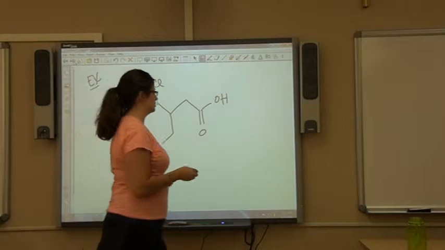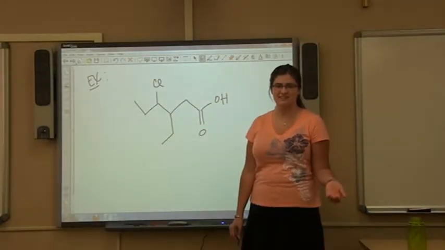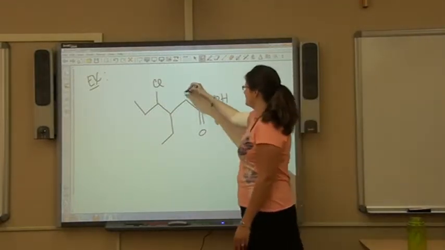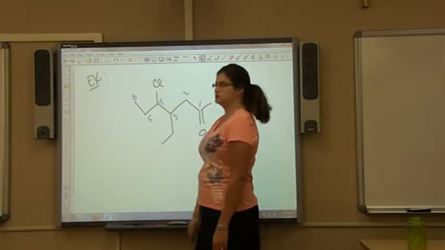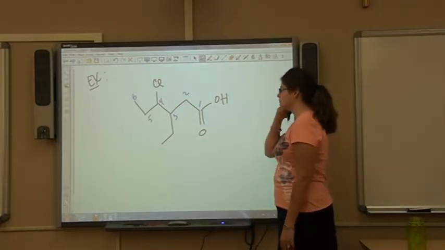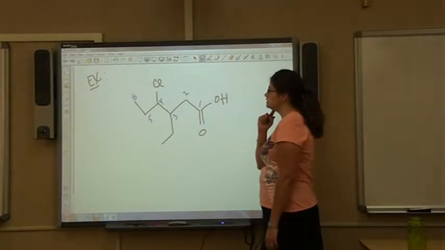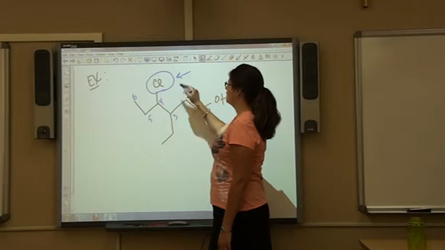Okay, here's another example. One good thing about the carboxylic acids is that you always know where to start, because this is always carbon 1. So that's something that's a little bit easier. You don't have to worry about substituents getting the smallest numbers or anything, because this always has to be number 1. Okay, now there's something in here that's interesting that we haven't seen yet before, and that's a chlorine.